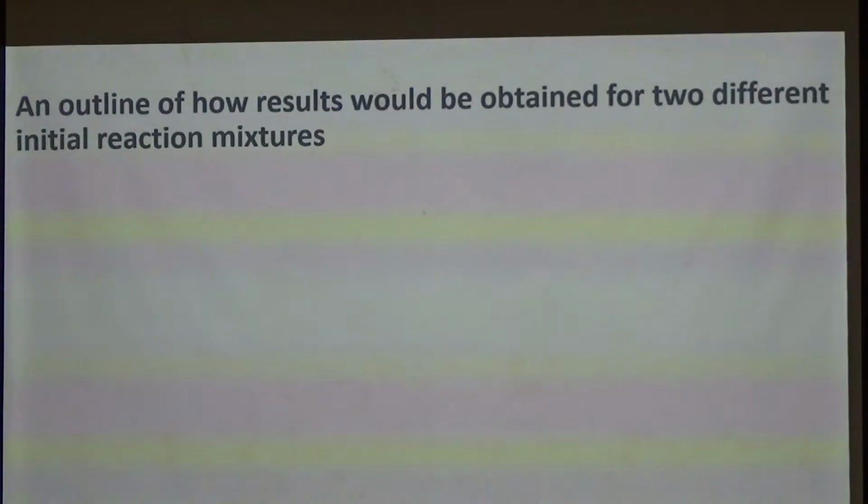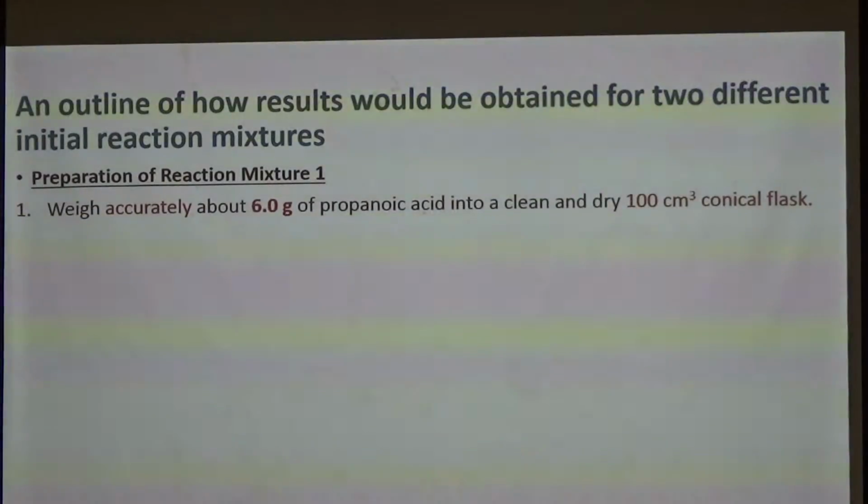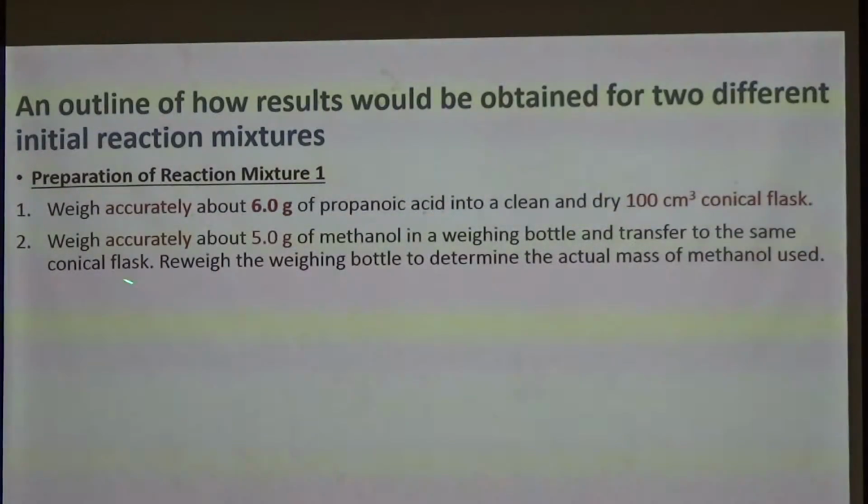Very simple, all you need to do is make sure that you weigh out accurately a certain mass of propanoic acid. Okay? I choose 6.0 grams of propanoic acid. You add it to a clean and dry 100 cm3 conical flask. I weigh accurately about 5.0 grams of methanol in a weighing bottle, transfer to the same conical flask. I will then re-weigh the weighing bottle to determine the actual mass of methanol used.